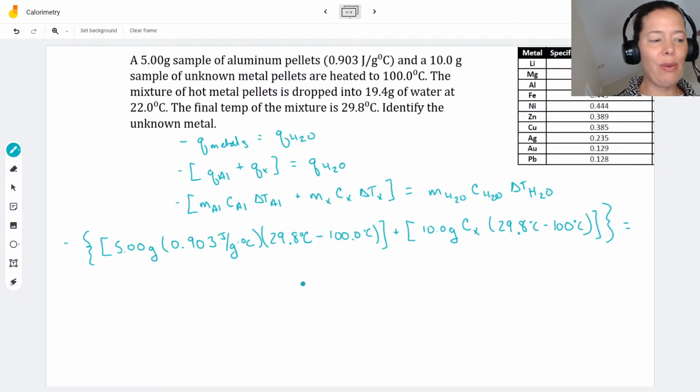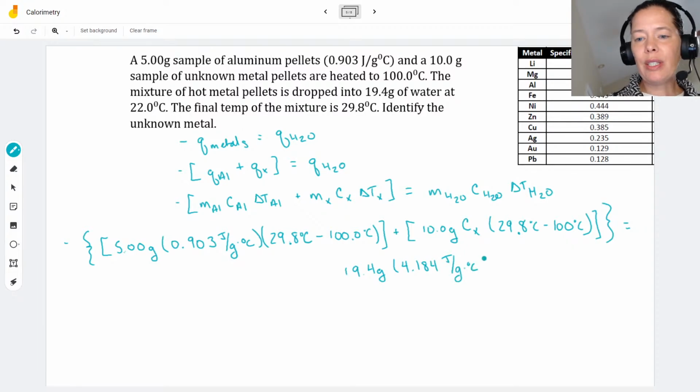So our water is going to have to go underneath. Our mass of water is 19.4 grams. Our specific heat is 4.184 joules per gram degree Celsius. And our delta T: again, our final temperature of the mixture was 29.8, and our initial temperature of our water is 22.